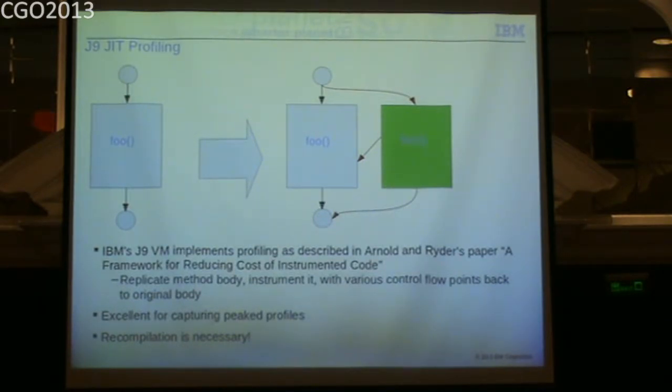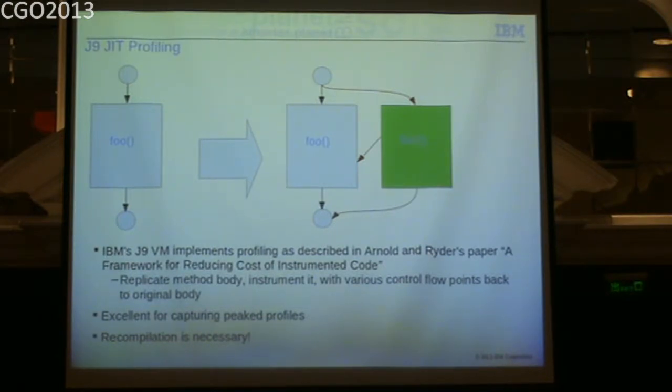And this is what we do in the compiler using a profiling technique that's described in Arnold Ryder's paper. The basic idea of this is you take a method body, you replicate it, you instrument the replicated body, and you have various control flow points back to the original body to help control overhead. So this profiling technique is great for capturing profiling information for applications that have peak profiles. But the key part to this profiling technique is that you need to recompile the method after you've collected your profiling information.